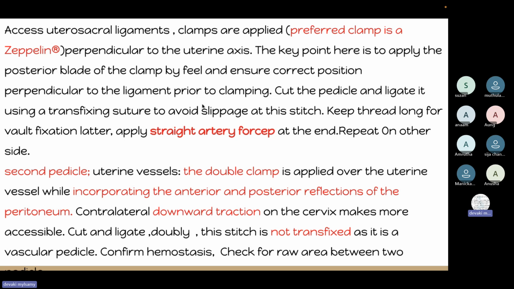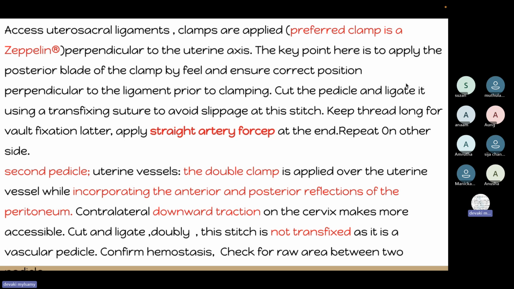Cut the pedicle and ligate using a transfixing suture to avoid slippage at this stitch. Why transfixation? It will not slip. Keep the thread long so that you can identify it and apply it onto the straight artery forceps, so that at the end of the surgery, at least you will identify which will be your uterosacral and which will be your cornual structures.